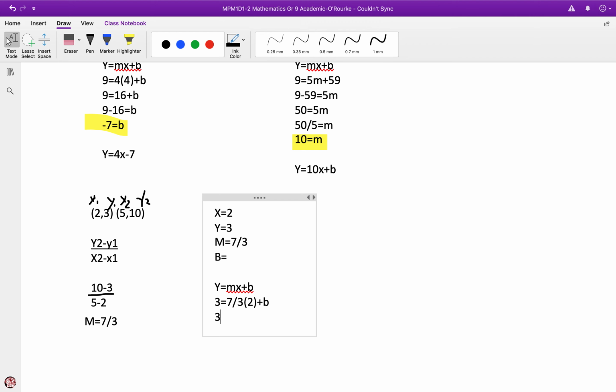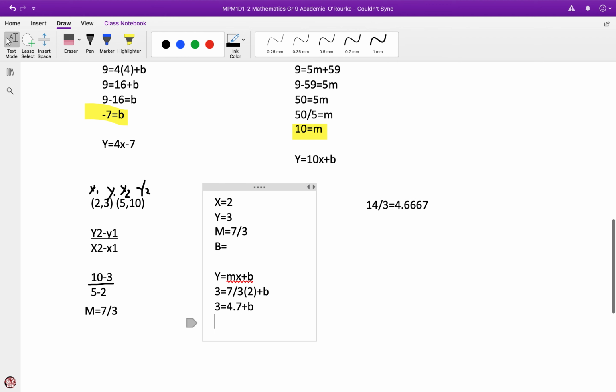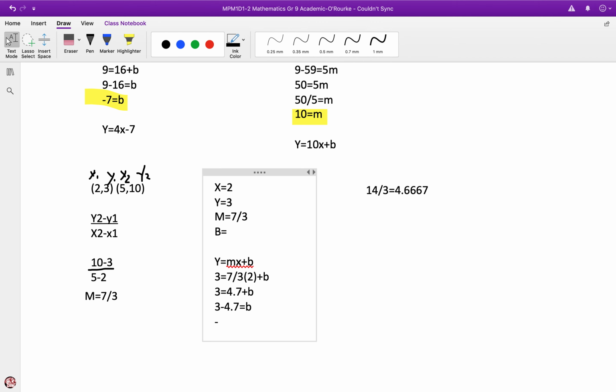So 3 equals, that's going to be 14 over 3 now, plus b. Let's make 14 over 3 an actual number: 4.7. Good. So then we have to move it over, so we're going to get 3 minus 4.7 equals b. So we're going to get negative 1.7 equals b.